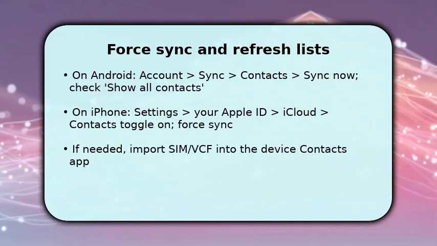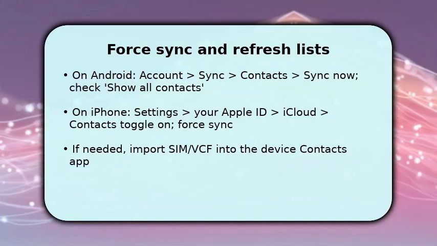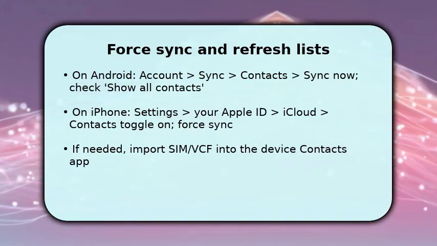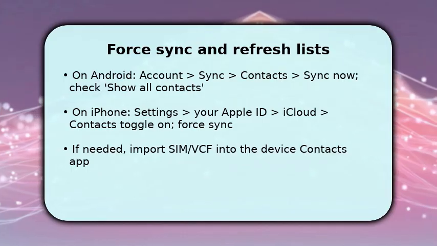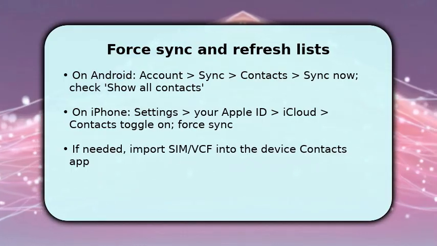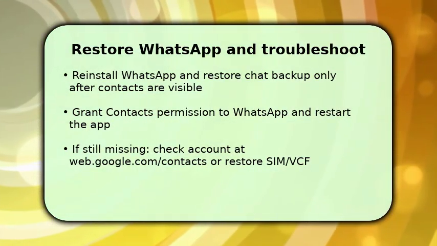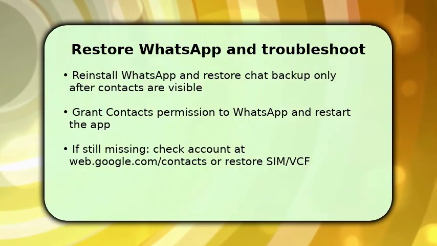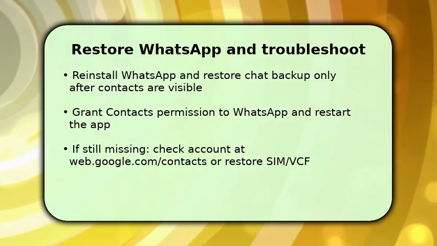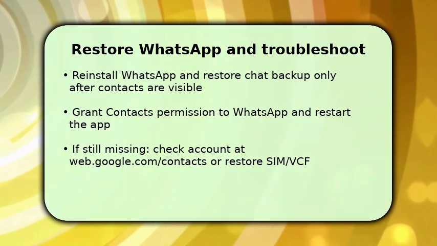After the device contact list stabilizes, open WhatsApp and use its refresh. Tap the new chat icon and select the menu to refresh contacts so WhatsApp repopulates from the phone. To finish, ensure contacts are present in the device contacts app before reinstalling or restoring WhatsApp chats. Otherwise, names will remain missing.